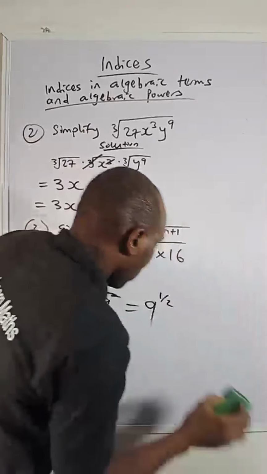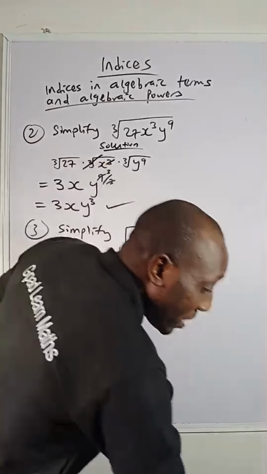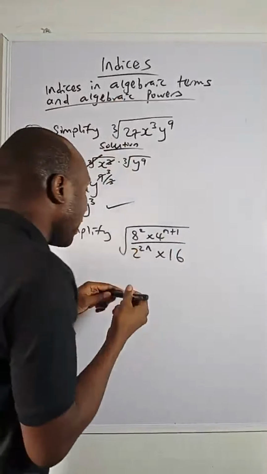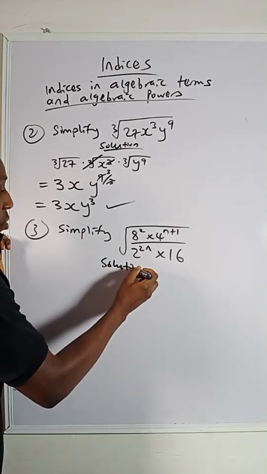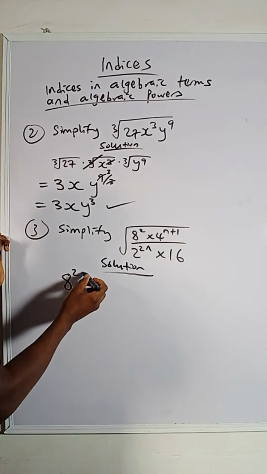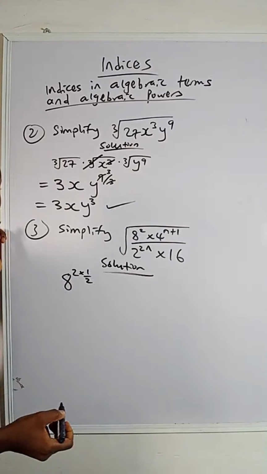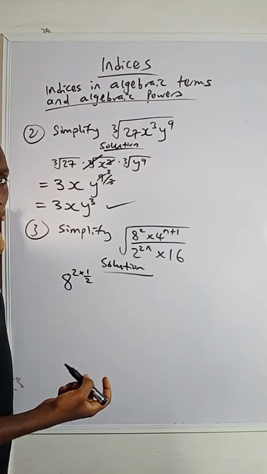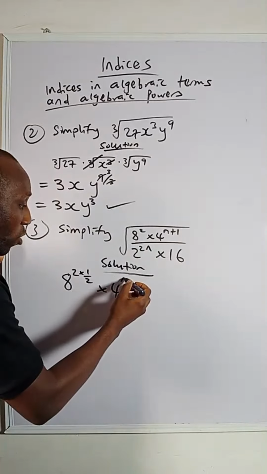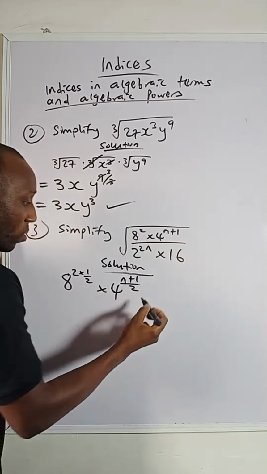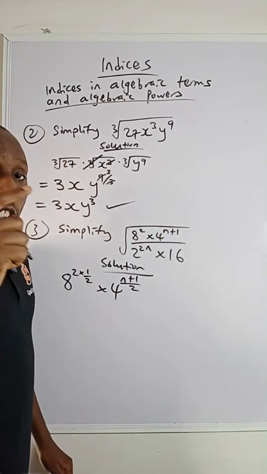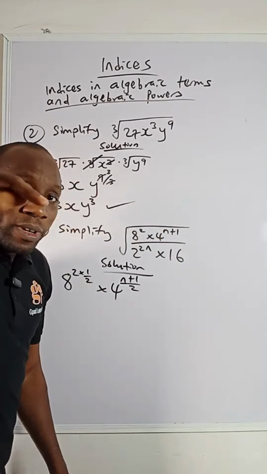All right. So basically what I need to do to distribute this square root to every single value inside is going to be like this. Watch this, everybody. It's going to be 8 raised to the power 2 times 1 over 2. Where is it coming from? The square root. Are you with me? Then times 4 raised to the power of what? n plus 1 over 2. Where is it coming from? The square root. So the square root means divide the exponent by 2.